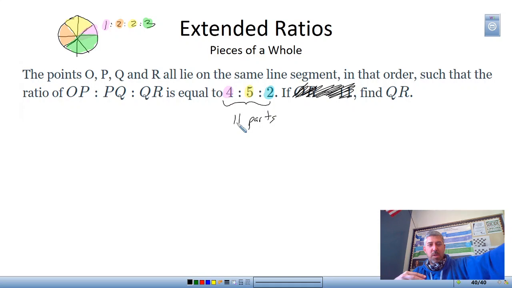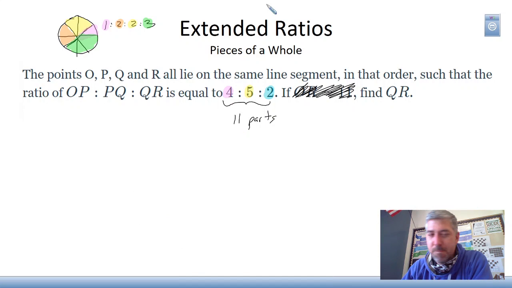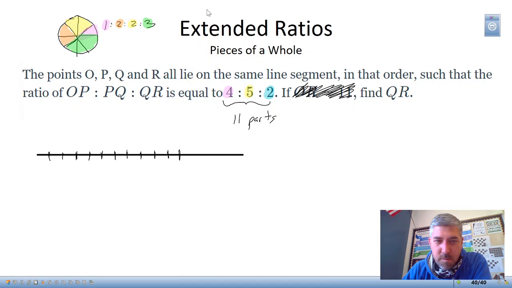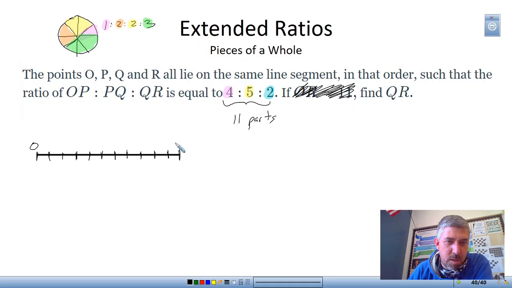So let's draw this picture. Let's draw a line segment, and we're going to break it up into 11 parts. So there's 1, 2, 3, 4, 5, 6, 7, 8, 9, 10, 11. I'm going to reduce its size here so that it fits. There we go. So this is broken up into 11 parts, and we start with O, and then we end with R.